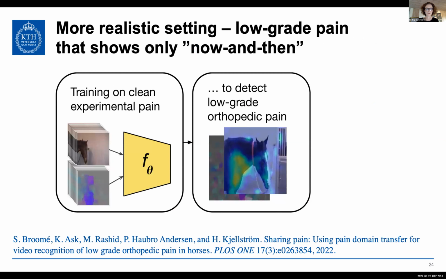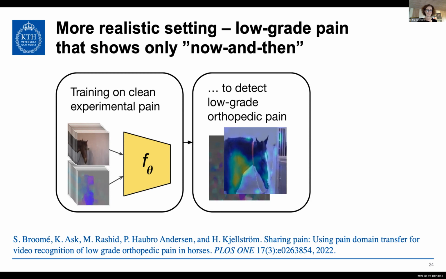All right, so back to our method development. Our method from 2019 was able to recognize pain, but it was a setting which was quite artificial. It was very short sequences where the horse had clear pain behavior all the time if they were in pain.